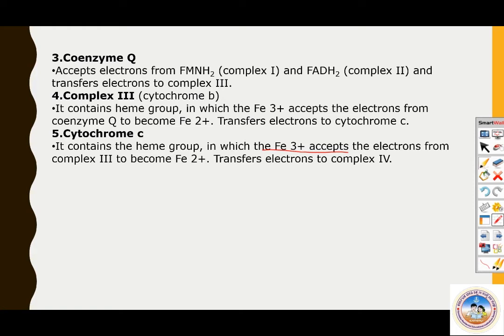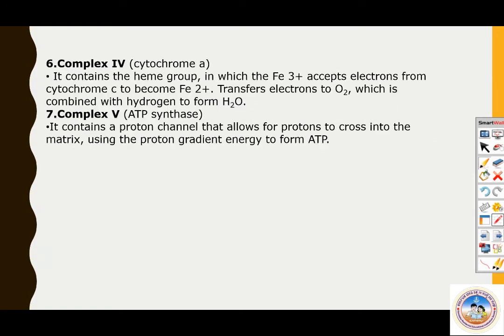Now, complex 4 is nothing but your cytochrome A. Now here what is happening? It contains the heme group in which Fe3+ accepts electrons from cytochrome C to become Fe2+. So it transfers the electrons to oxygen, which combines with hydrogen to form water. So finally what happens? Complex 5 contains a proton channel that allows the protons to flow across the membrane, using the proton gradient energy to form ATP.